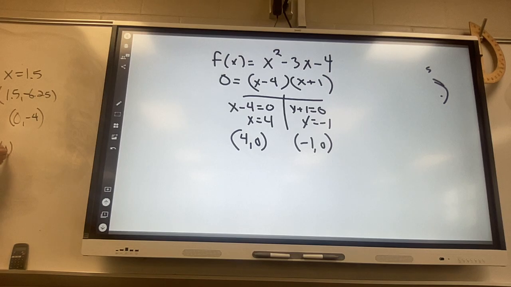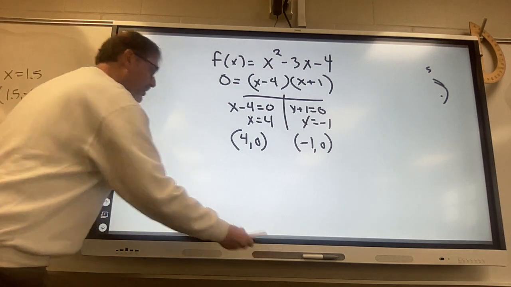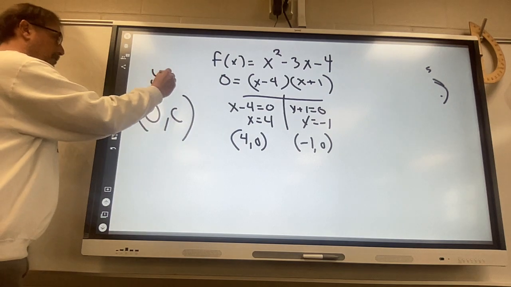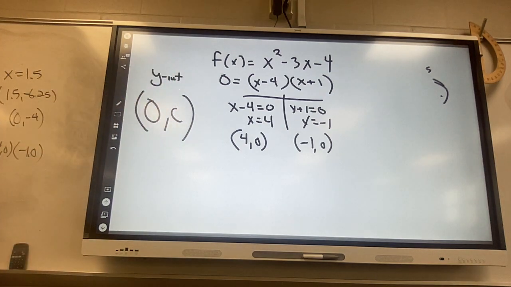Why did it switch sides? Like originally you wrote it as 0, -4 for the y-intercept. I think the formula, did I say that? For the y-intercept, I hope I said 0, c. That is the formula for the y-intercept. Okay, we're cool.